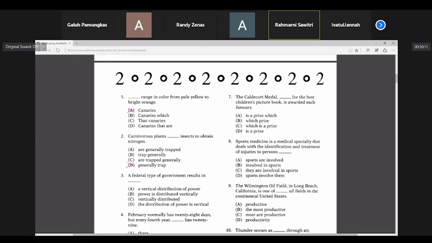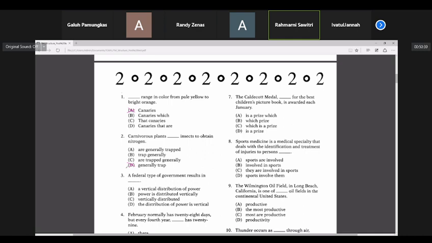Yes, generally trapped, because it modifies the verb trapped, and the position precedes the verb. Well, for A, here we have are generally trapped. This one is incorrect because it is in a passive form. What we need is an active one. So that's why the correct one is D.